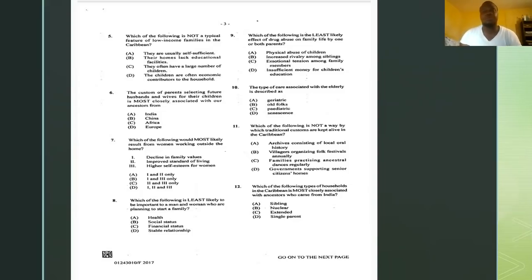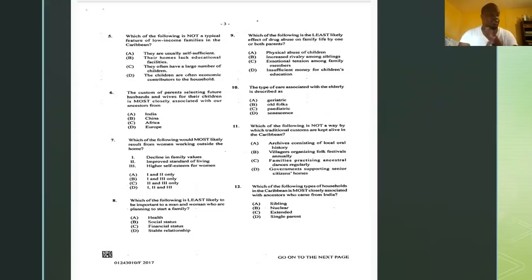Number 6 now says the custom of parents selecting future husbands and wives for their children is most closely associated with our ancestors from A, India, B, China, C, Africa, D, Europe. This question is very tricky. And even in our department, we're having a raging debate, right? So first of all, let's eliminate 2 answers. Certainly not Europe, because that's not a custom in Europe, right? Certainly not Africa. So we are down to 2 answers, India and China.